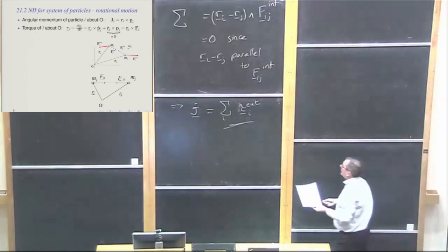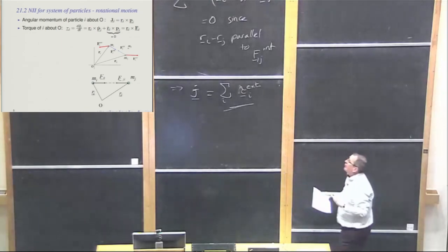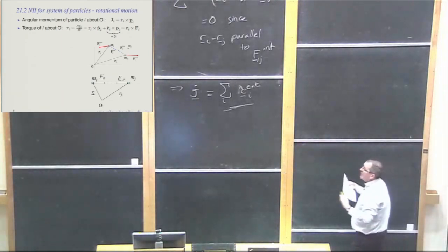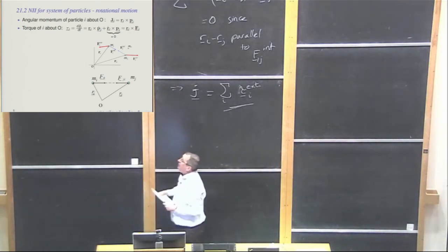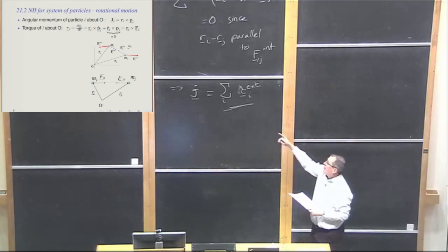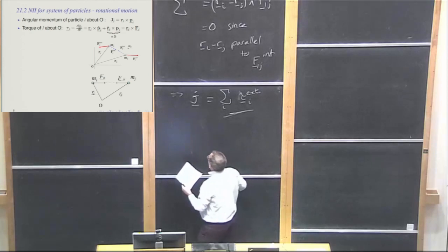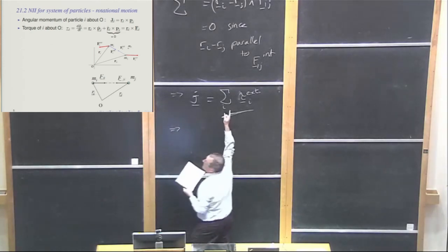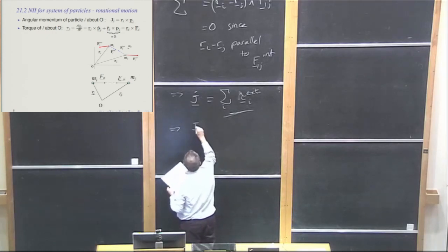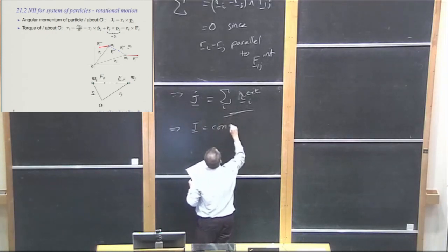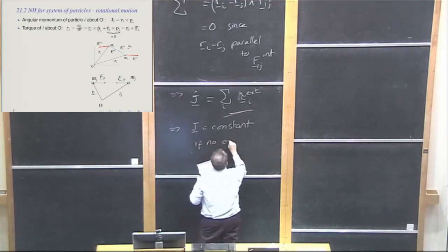So the rate of change of angular momentum is the sum over the external torques. That's very reminiscent of the rate of change of momentum of a system being the sum over the external forces. So this is a direct rotational analogue of something you know well from the linear case. And one consequence is that if there are no external torques, then J dot equals 0, and so J equals constant if no external torques.